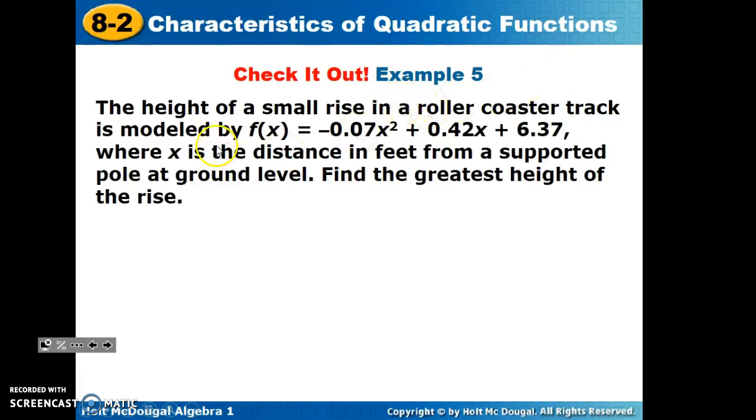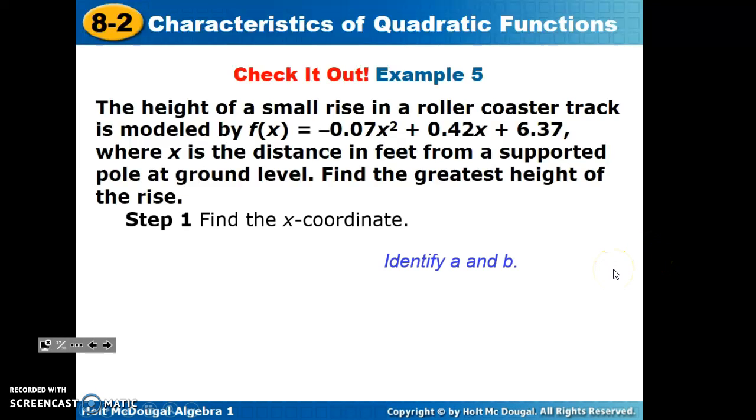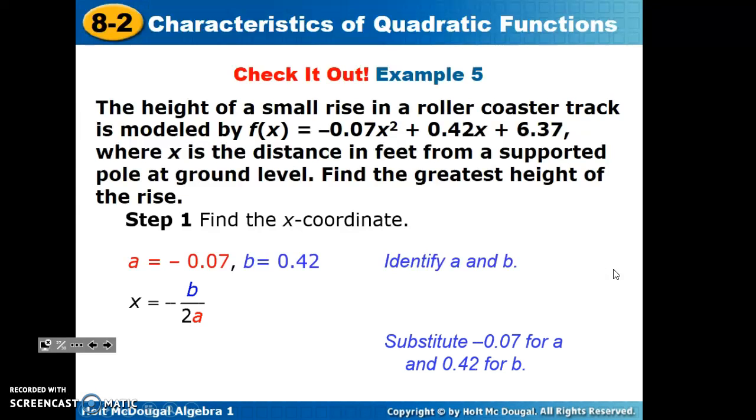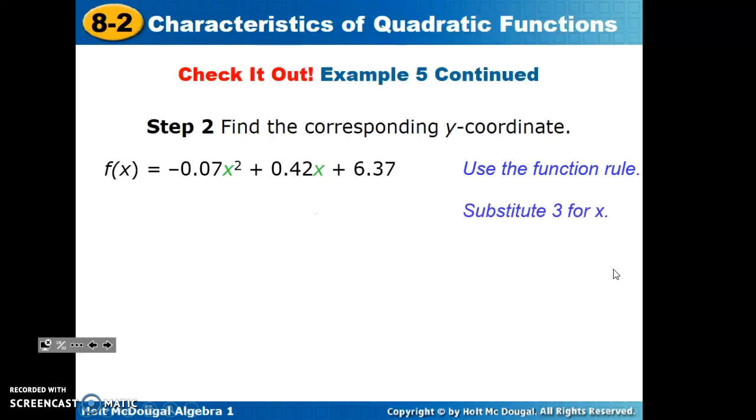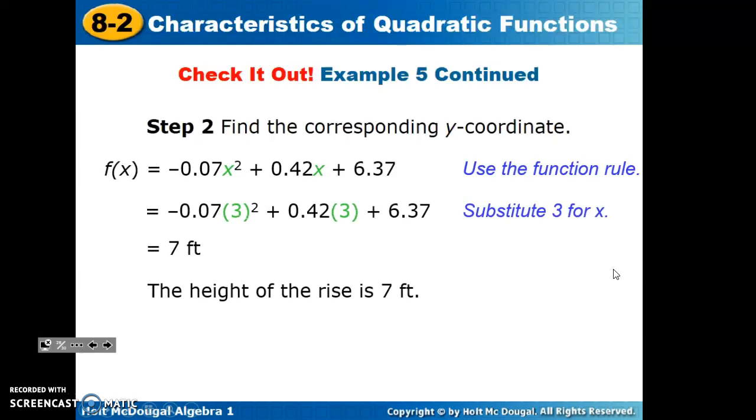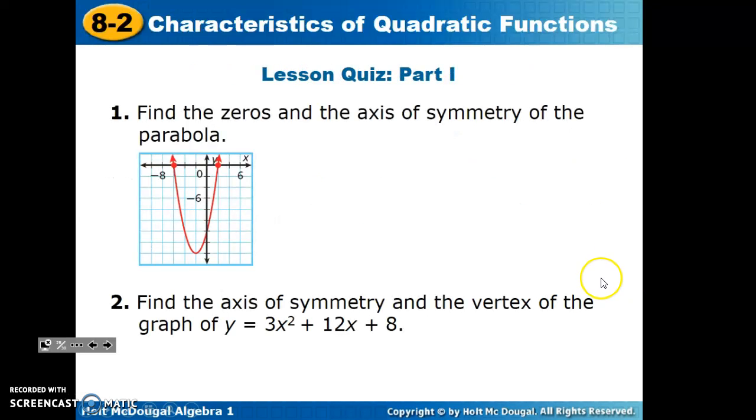So let's try check it out number 5. It says the height of a small rise in a roller coaster track is modeled by this equation, where x is the distance in feet from a supported pole at ground level. Find the greatest height of the rise. Again, we're going to find the x-coordinate, or the axis of symmetry. We have decided our a and b values, plugging those into our formula to find our vertex, we find x equals 3. Substituting that back into the equation, we get 7 feet. The height of the rise in the roller coaster is 7 feet.